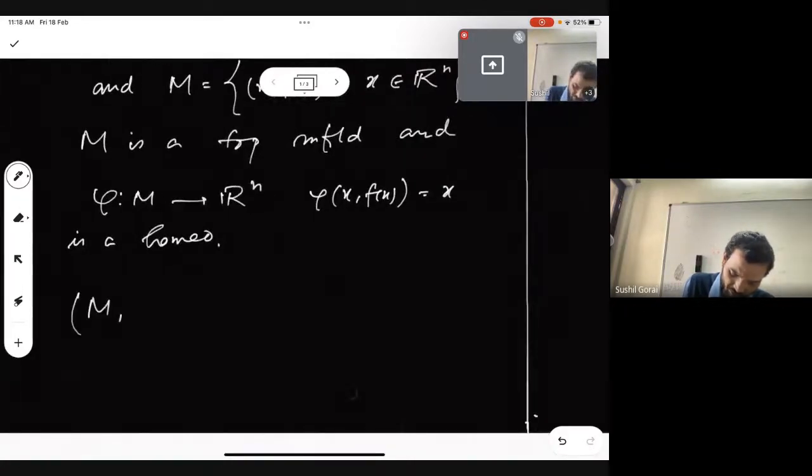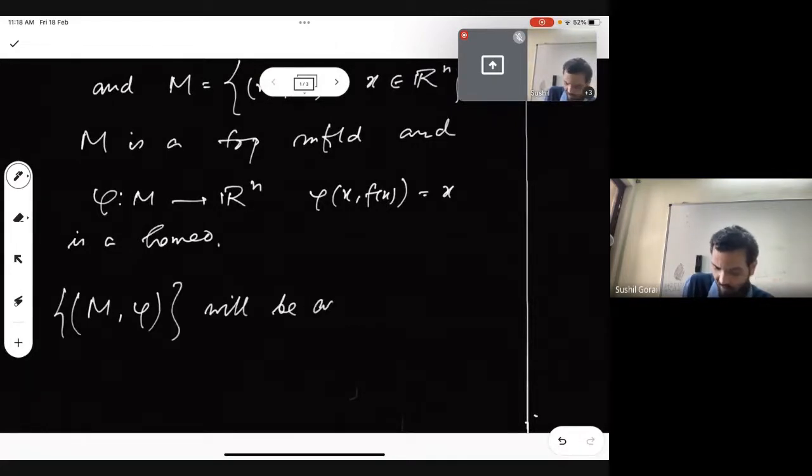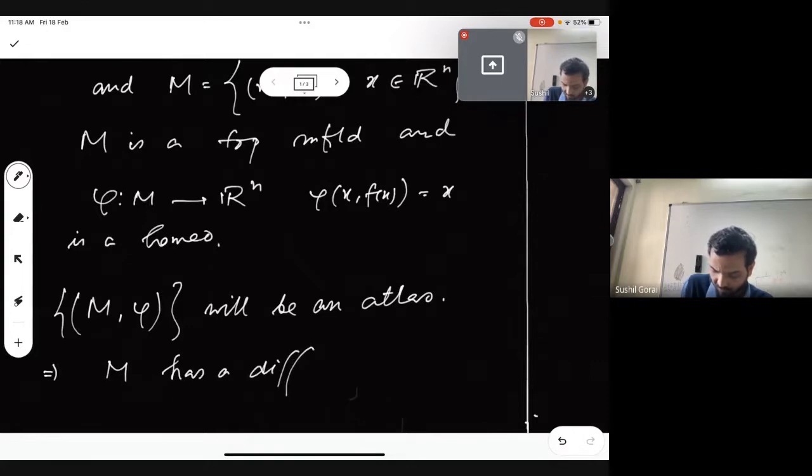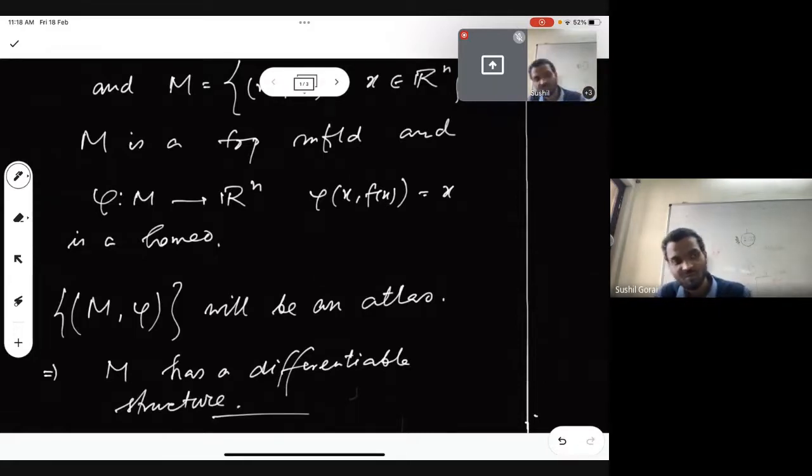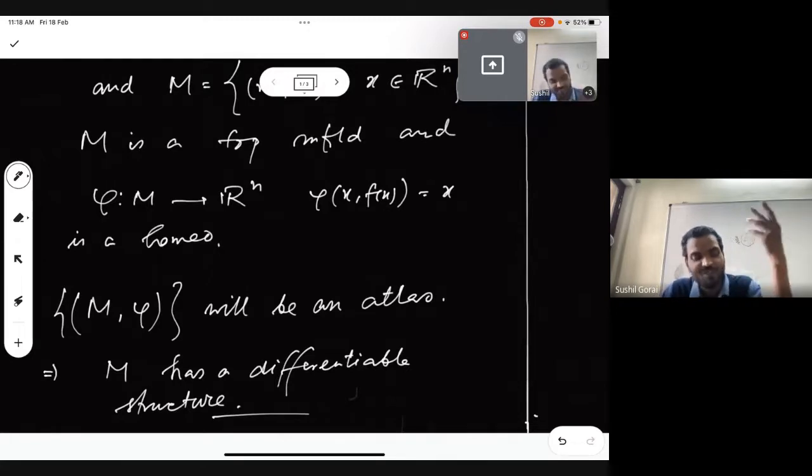So this M comma phi will be an atlas. So this implies M has a differentiable structure. So this is true. So the question was, the theorem was in general, if f is a smooth function, then the graph is a smooth manifold. The catch is much later, so we'll see that.